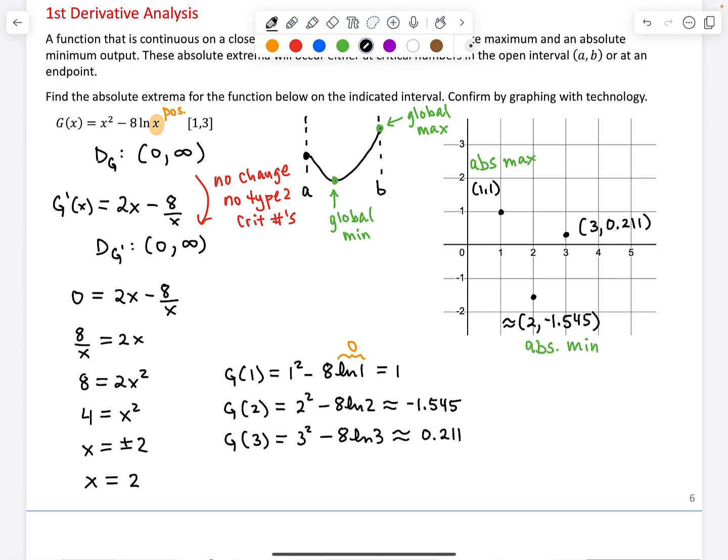And I don't need to do any other analysis because it's guaranteed that the absolute extrema will occur either at an endpoint or at some interior critical point. And there was only one interior critical point, so we only had 3 points to test.